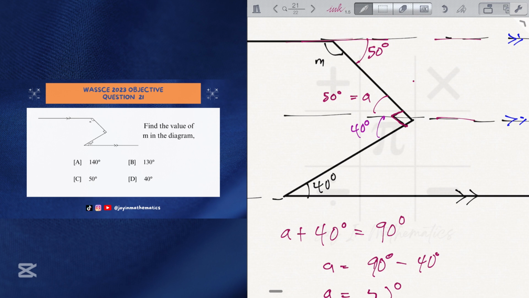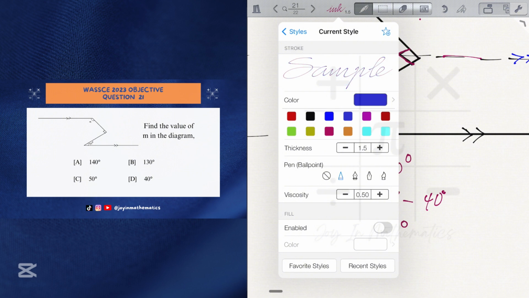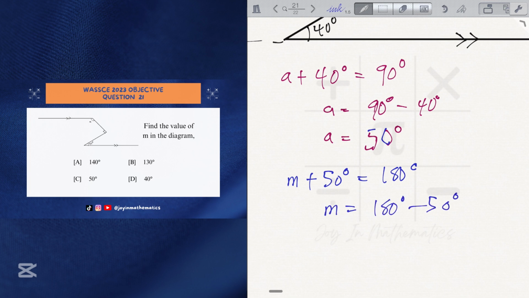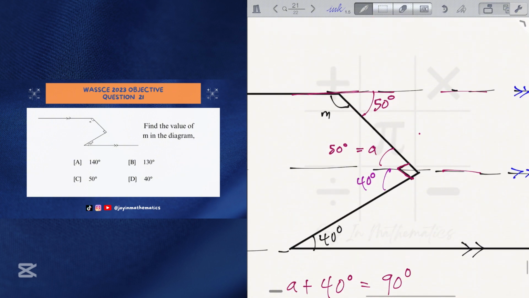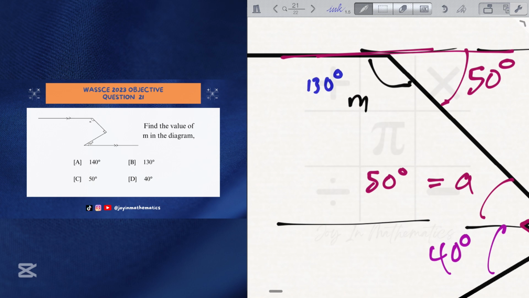So we are saying that M plus 50, let's use a blue, yeah, M plus 50 degrees is equal to 180 degrees. In view of that, M will be equal to 180 degrees minus 50 degrees. And M is 130 degrees, which is option B. Now we have found M to be 130 degrees, which is the question we are looking for.